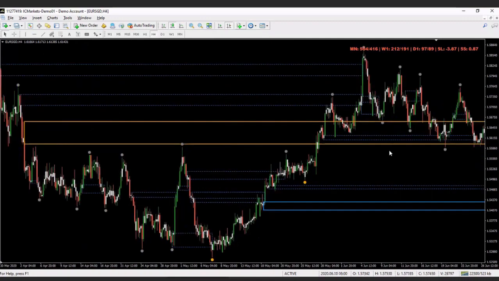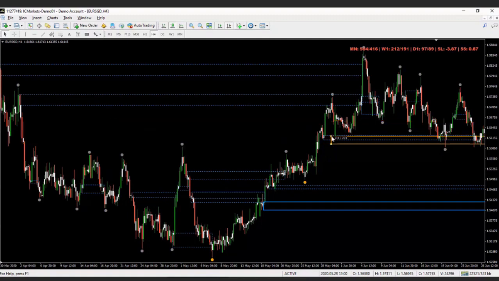Okay, so what area of demand is responsible for removing this area of supply? Where did the candle close above the area? So you follow the candle over. This candle closed above. What's the origin of this move? It's this one right here. So this is the area that we could expect price to react to.